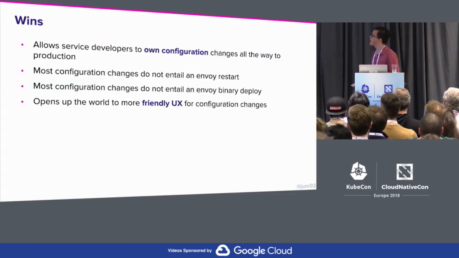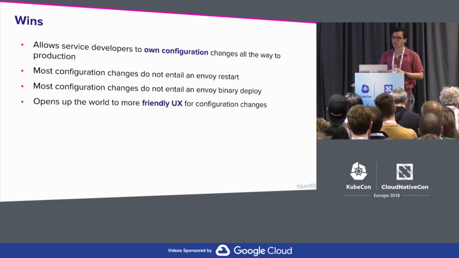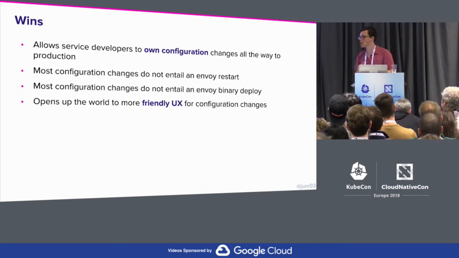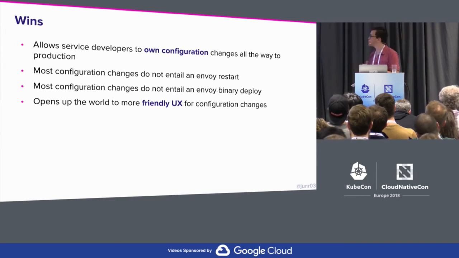So the wins here are clear. We allow service developers to configure the proxies separate from Envoy changes. This not only means that they own the change from end to end, it also means that configuration changes do not mean binary changes for Envoy. It also means that the service developers own the deployment of those changes, and that is separate from the more delicate and slower process of Envoy changes going into production.